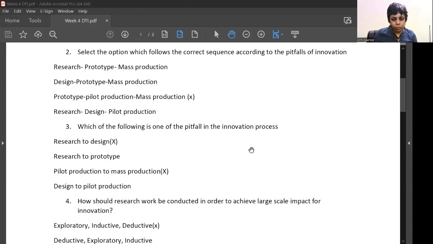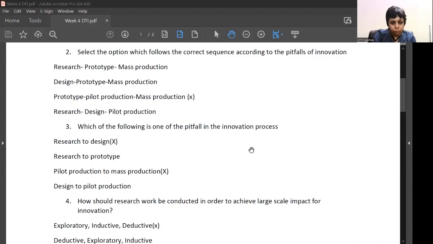The third question is, which of the following is one of the pitfalls in the innovation process? The options are research to design, research to prototype, pilot production to mass production, and design to pilot production. So you see, he's talking about pitfall as in from what step to the next. He's not talking about pitfall in the usual metaphorical sense. He's talking about pitfall from one stage to the next stage.